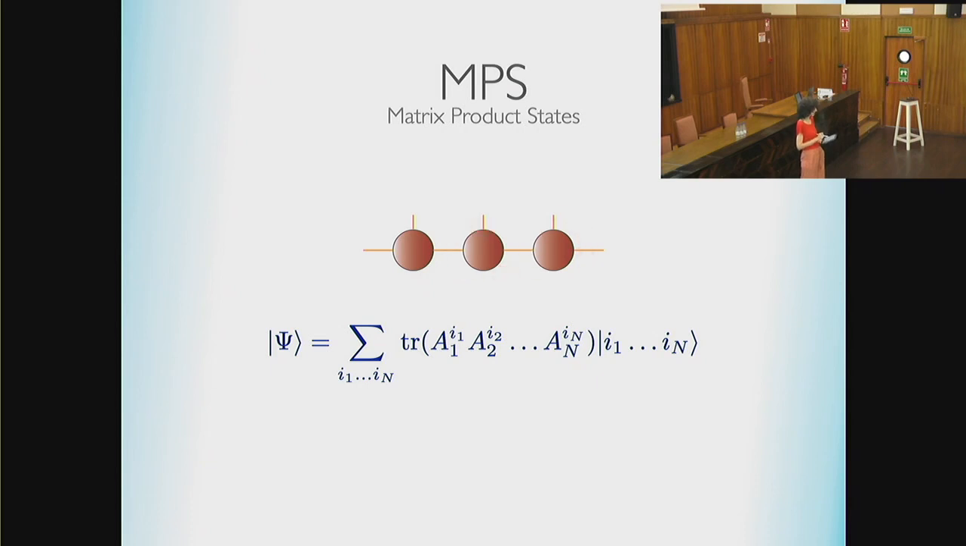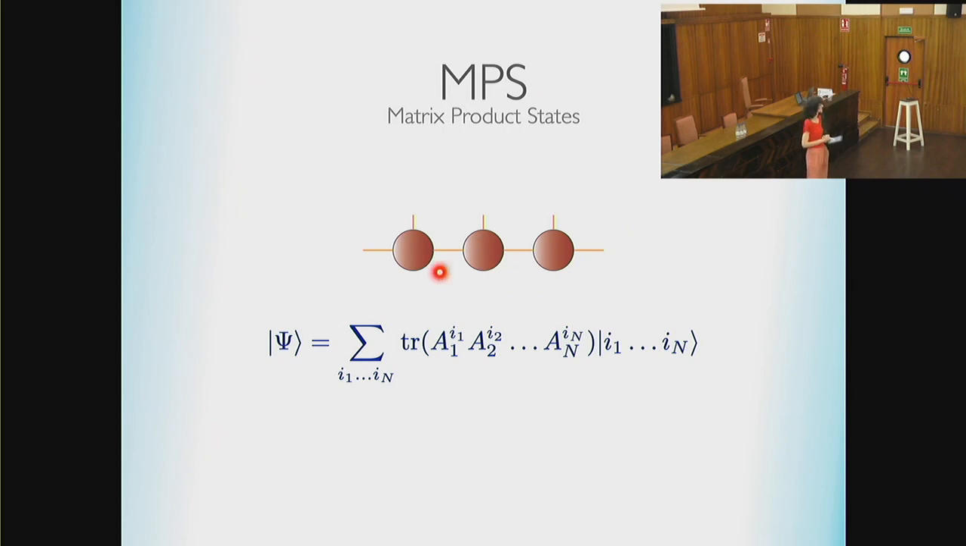So basically, you have a number of tensors. You see each tensor has just one leg, so it corresponds to one of the physical indices, and then it has two what we call virtual legs, the ones that are not open, that are connected to other tensors. We call them virtual. So it has two virtual legs that connect to the neighboring tensors, left and right.